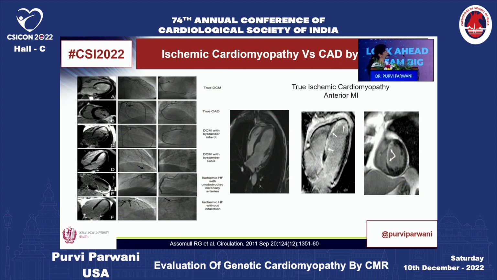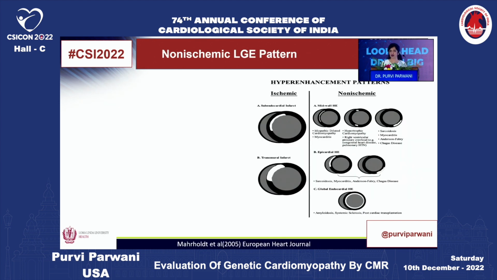So here is an example of true dilated cardiomyopathy. Here is an example of CAD where you see the scar in the ischemic fashion. You can have dilated cardiomyopathy with just a small little scar because there is a bystander CAD. You may not have any scar, but you can have severe CAD, or you can have scar without any coronary obstruction. And then finally, you can have ischemic heart failure without any infarction. So it's important to keep all these categories in mind, that two things may coexist. You can have severe obstructive CAD, but you may not have scar, or vice versa.